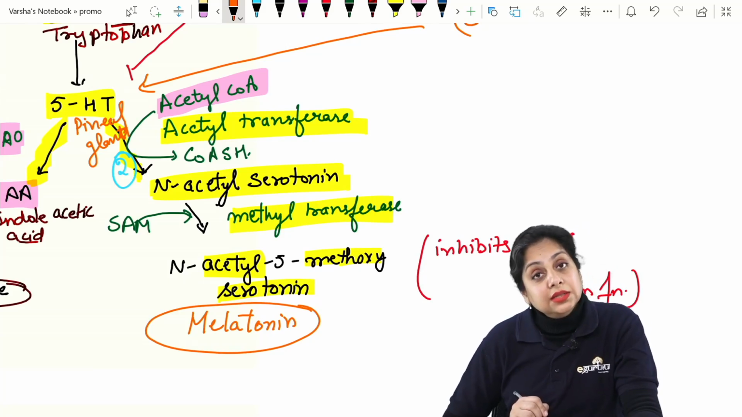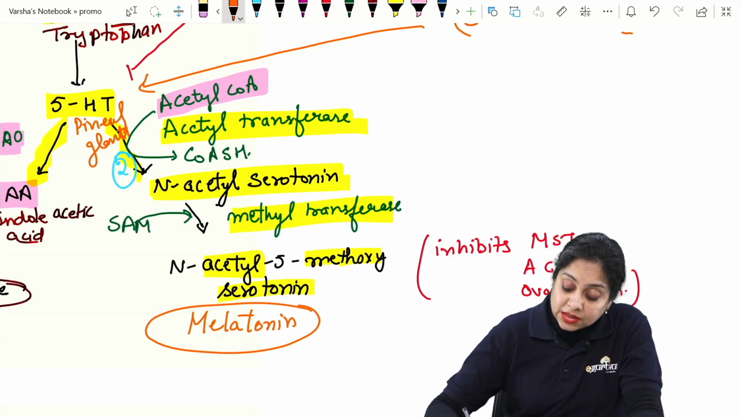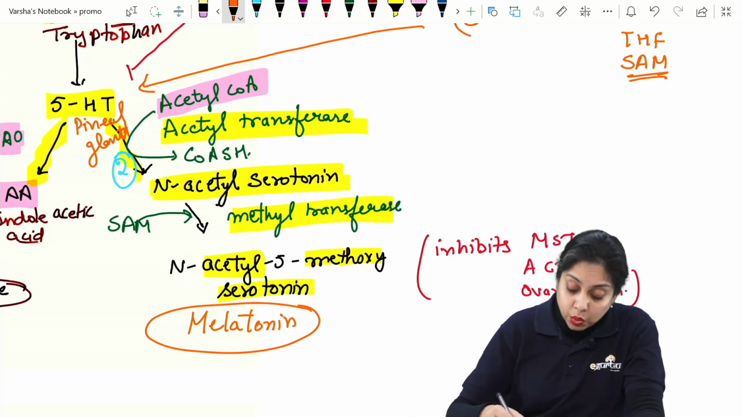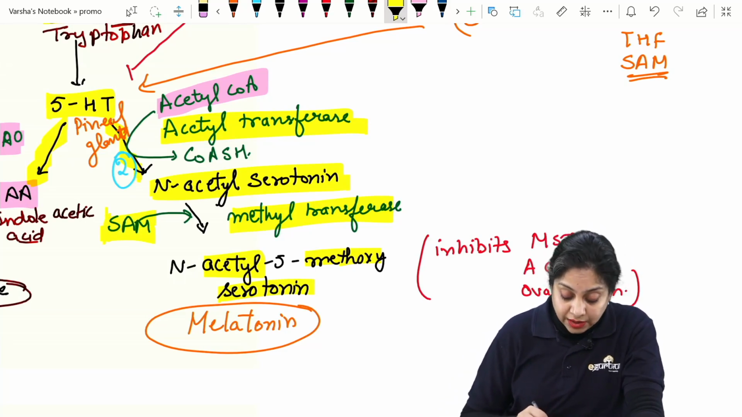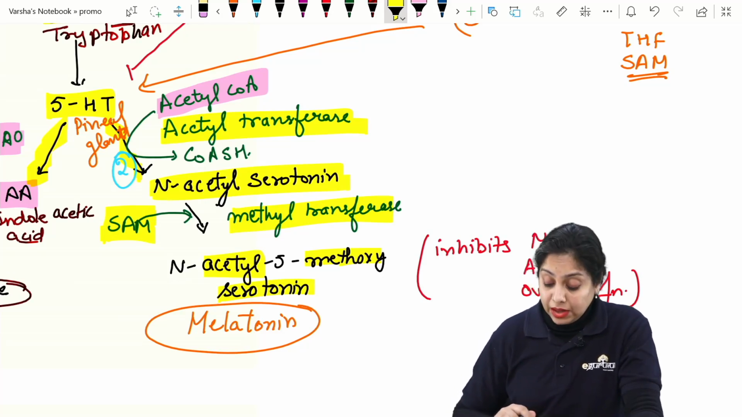For acetylation, we need the acetyl group that will come from acetyl coenzyme A. For methylation, we need a methyl group, and there are two methyl donors in the body. One is tetrahydrofolate and another one is whom? The SAM, S-adenosyl methionine. SAM is the one who is going to volunteer for the donation of the methyl group here, and we will be forming the melatonin, right?